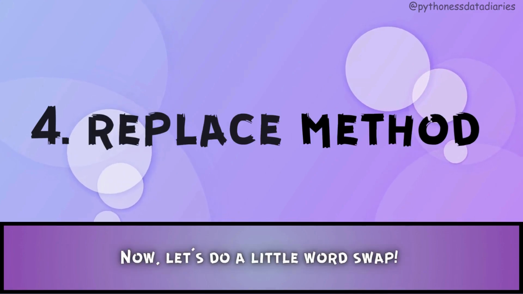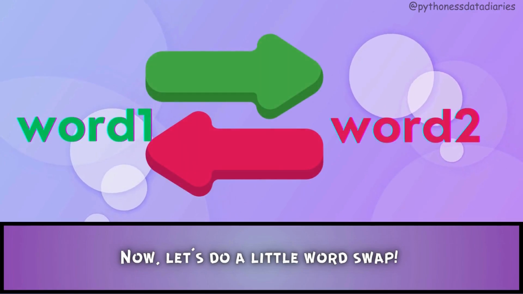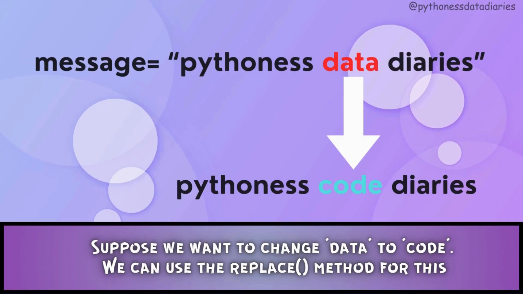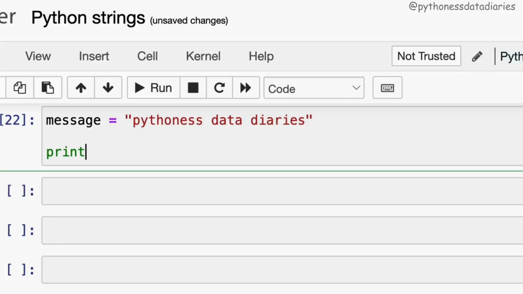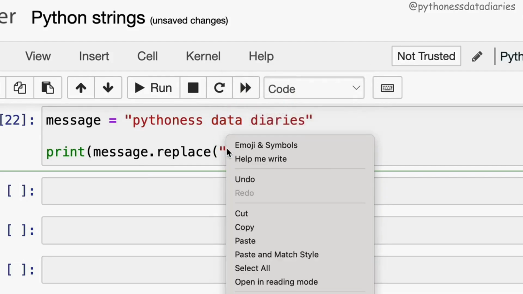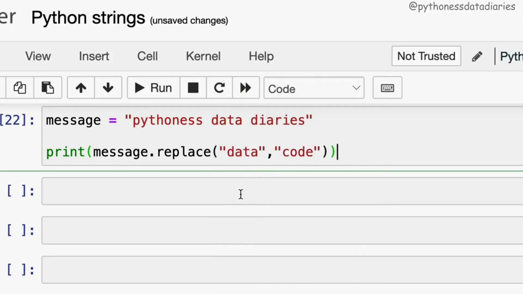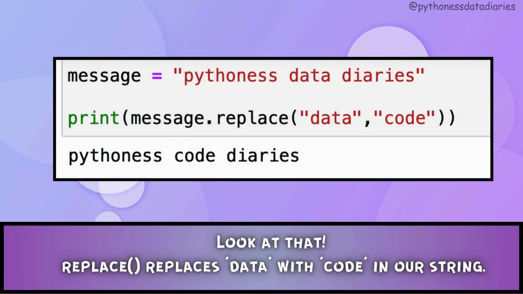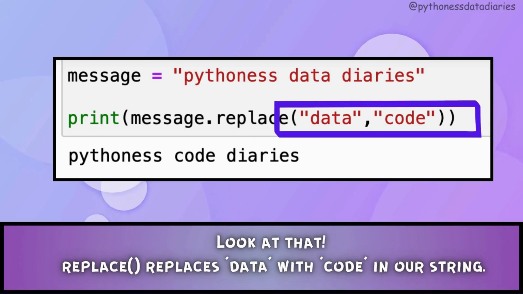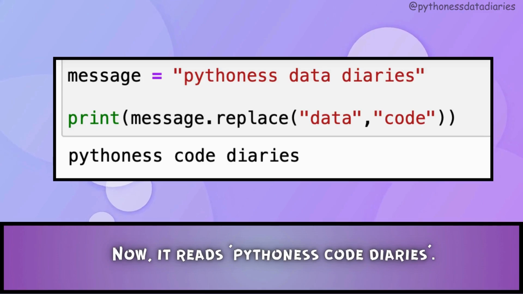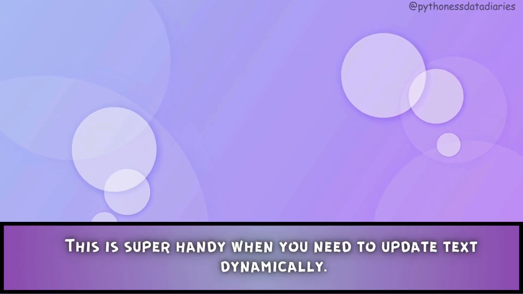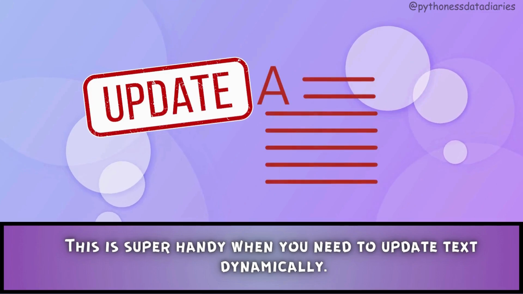Fourth, replace method. Now let's do a little word swap. Suppose we want to change data to code. We can use the replace method for this. The code is print inside parenthesis message dot replace method data comma code. Running the code. Look at that. Replace method replaces data with code in our string. Now it reads Python's code diaries. Easy, right? Well, this is super handy when you need to update text dynamically.